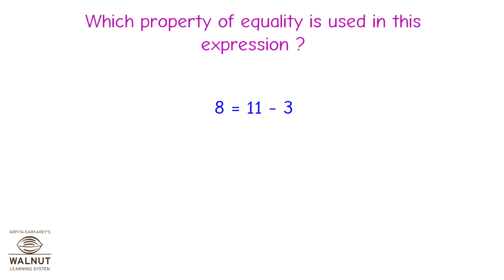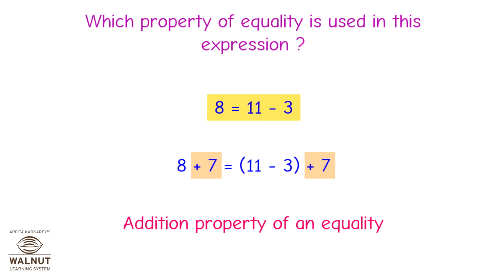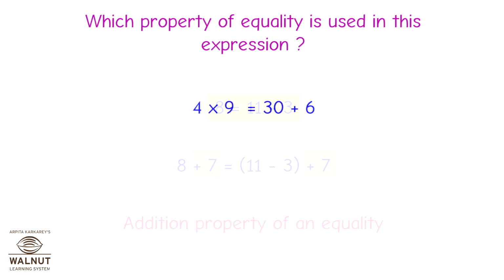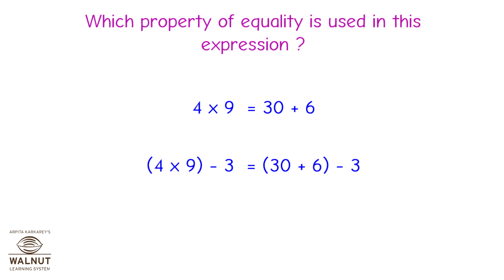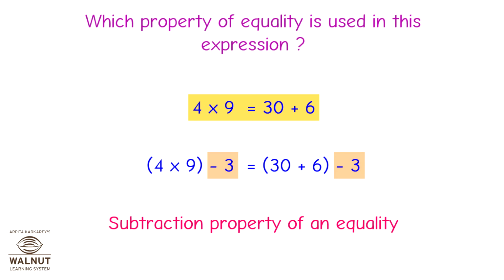8 is equal to 11 minus 3. 8 plus 7 is equal to 11 minus 3 plus 7. Addition property of an equality. 4 multiplied by 9 is equal to 30 plus 6. 4 multiplied by 9 minus 3 is equal to 30 plus 6 minus 3. Subtraction property of an equality.